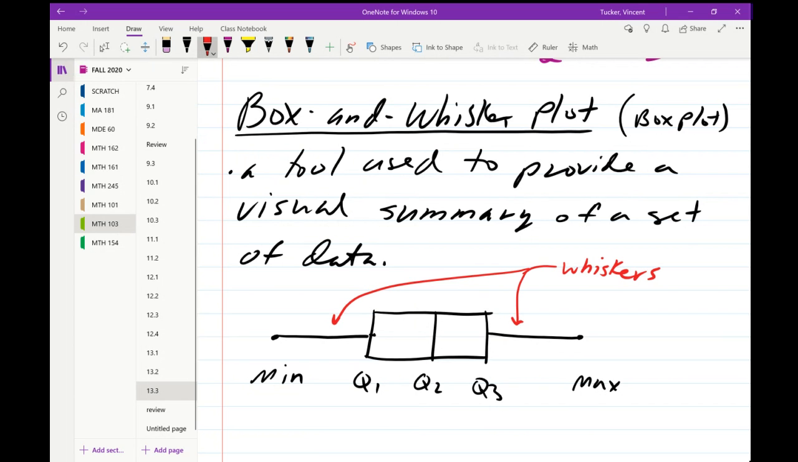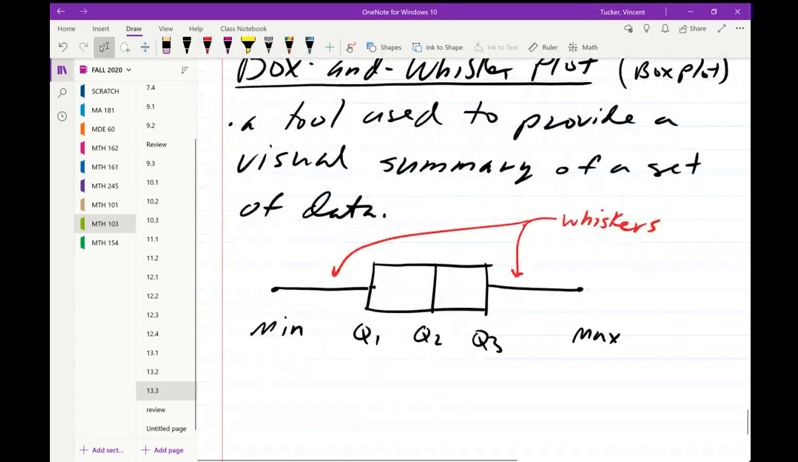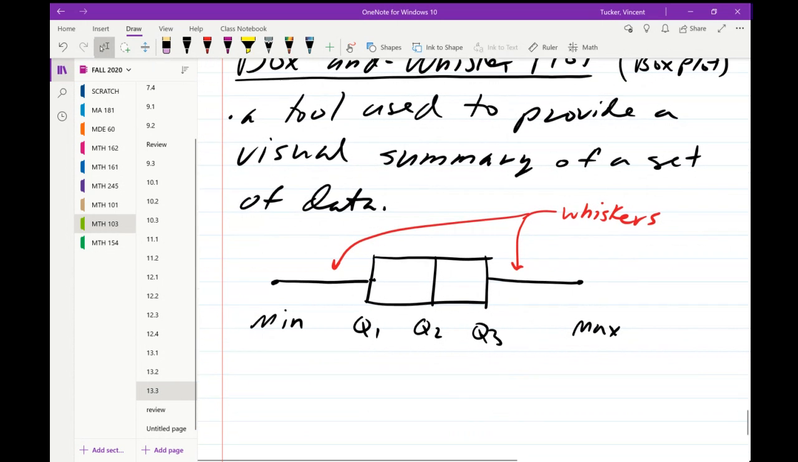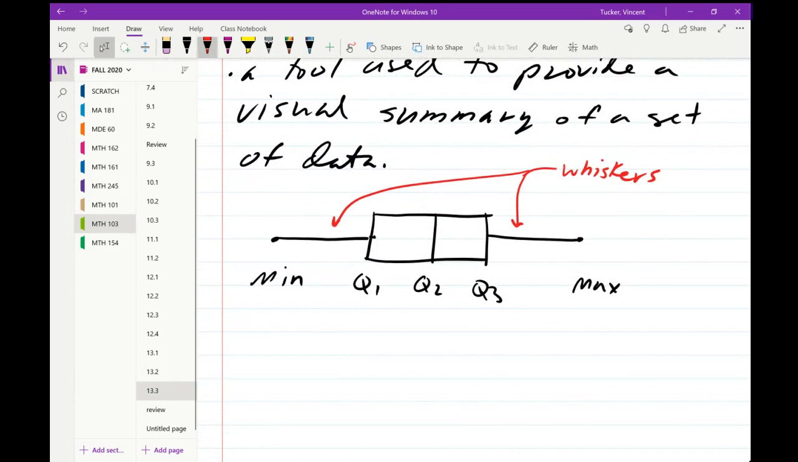All right, so a box and whisker plot, or sometimes just referred to as a box plot, is a tool that is used to provide a visual summary of a set of data. It consists of your minimum value, smallest value, your maximum value, and then Q1, Q2, and Q3. So if we had to do a box plot of the data set that we just had, we would set it up in the same way.